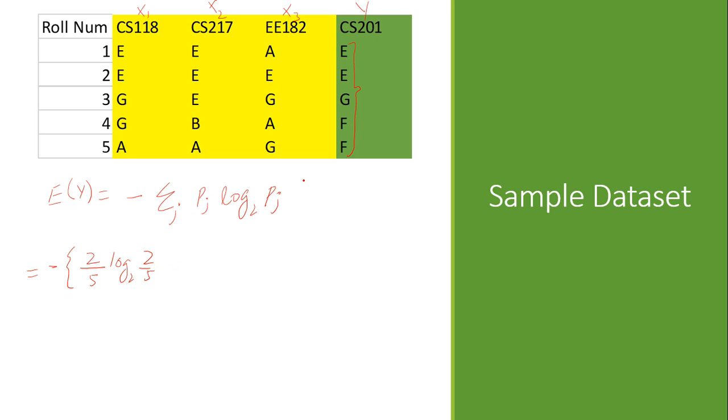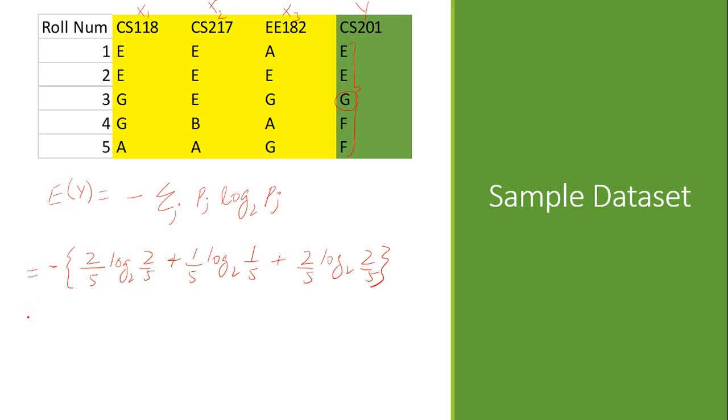Then the second value is good. This is only one value out of 5. So I would add 1 over 5 multiplied by log base 2 of 1 over 5. Then I have two F values. So 2 over 5 is the probability of having an F value in the column y, into log base 2 of 2 over 5. So this is the entropy formula for column y.